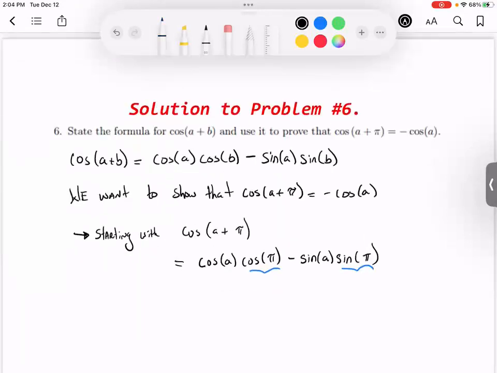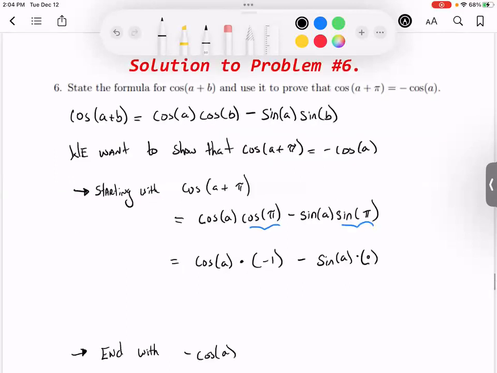So this is equal to cosine of A times negative 1 minus sine of A times sine of pi, which is 0. So this would give us 0 here. That goes away. Negative 1 times cosine of A is negative cos A. That's exactly what I end with. And we're done.